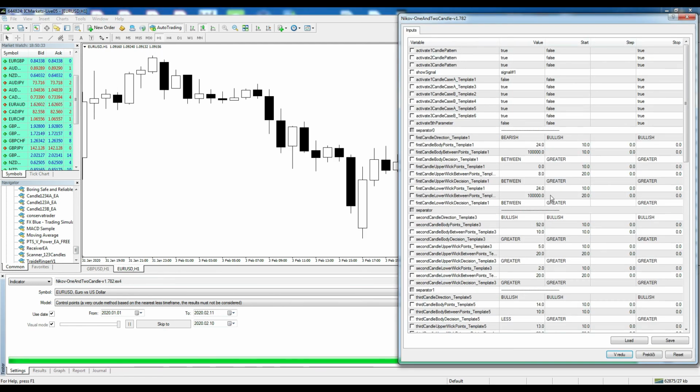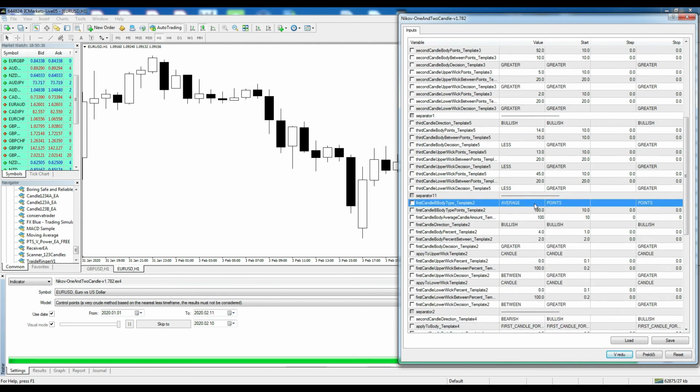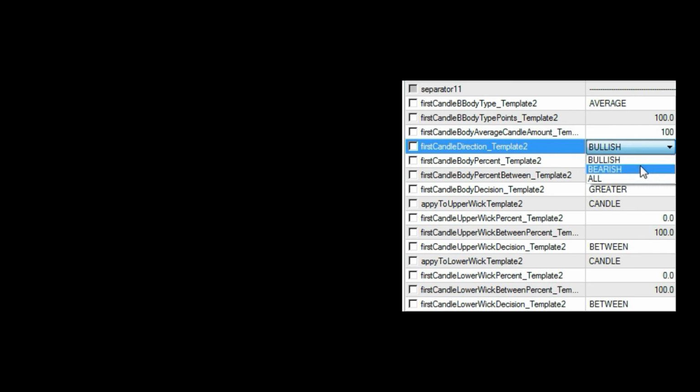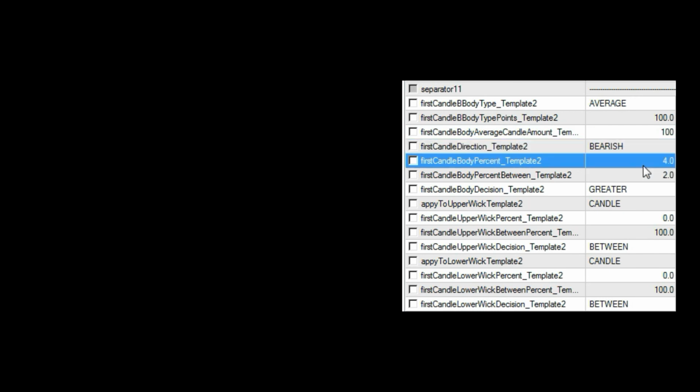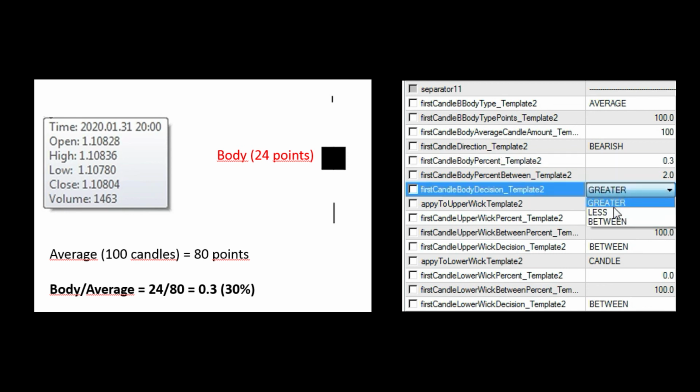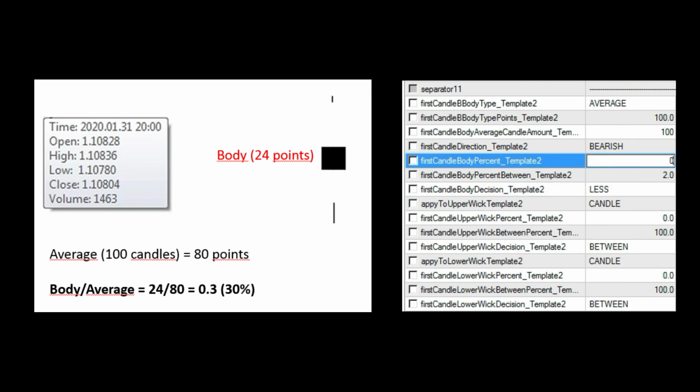Open indicator properties and scroll down to the first candle case B settings. We choose average and 100 candles for average. For direction, we choose bearish. It is explained at case A. The body of the candle represents 30% of the average. Because 1 represents 100%, we insert 0.3 to get 30%. We could use many combinations, like greater than 0, but the maximum is 0.3. That means 30%. Next option that we can use is less. The minimum value to find our body is less than 0.4.